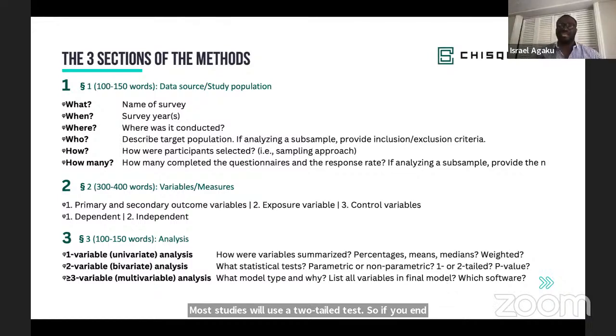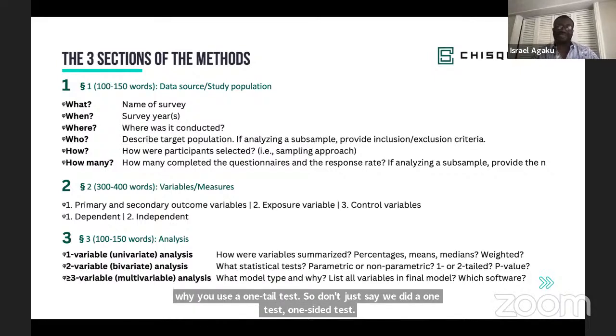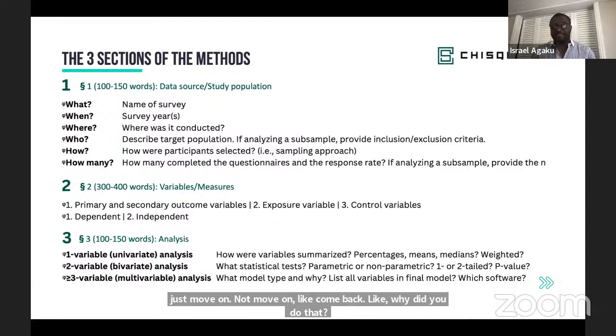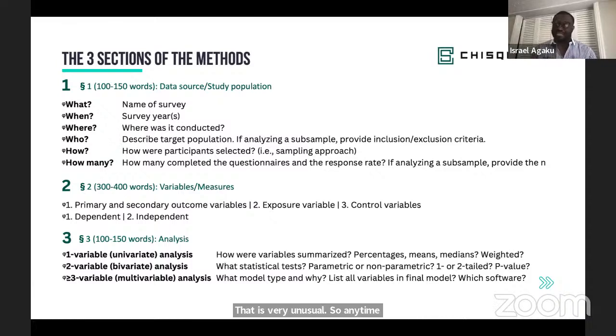So don't just say we did a one-sided test, and just move on. Not move on, like come back. Like, why did you do that? That is very unusual. So anytime you're doing something that is beyond the standard norms, you want to provide the reason why you did that. The same thing here with p-values, right?